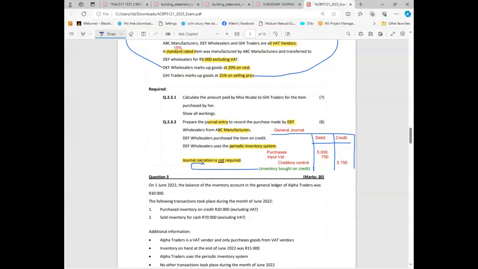Can you see? Yes, sir. In the exam, if they don't say ignore narrations, please write narrations because they mark. This is 1 mark. Just imagine if you've got 5 transactions and you don't write narrations, you lose 5 marks. That was 2.3. It was a lot.